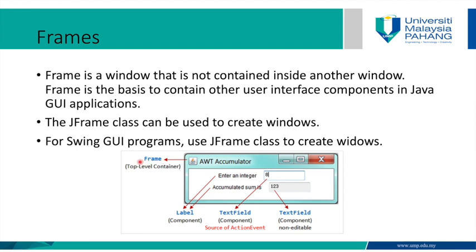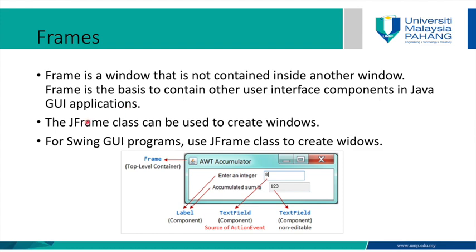If you refer here, the frame is like a frame, the outside part of your GUI. The formal definition is that a frame is a window that is not contained inside another window. So for example, when you create one pop-up window, that is called one frame. If you have two pop-up windows, two frames. So the frame is the basis to contain other user interface components in Java GUI applications.